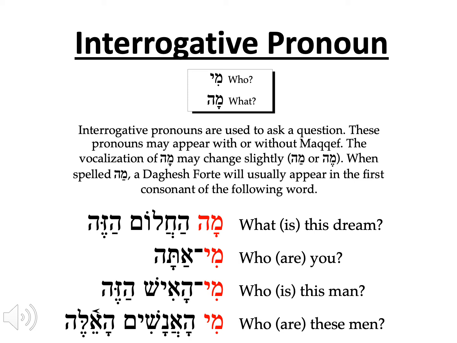Note that the form of ma may also be meh, or ma with a patak instead of a kametz. Just get used to seeing mem and hey. Don't worry too much about the vowels. A word that has a mem and a hey before it generally will mean what? Context will also tell you if you're asking a question.